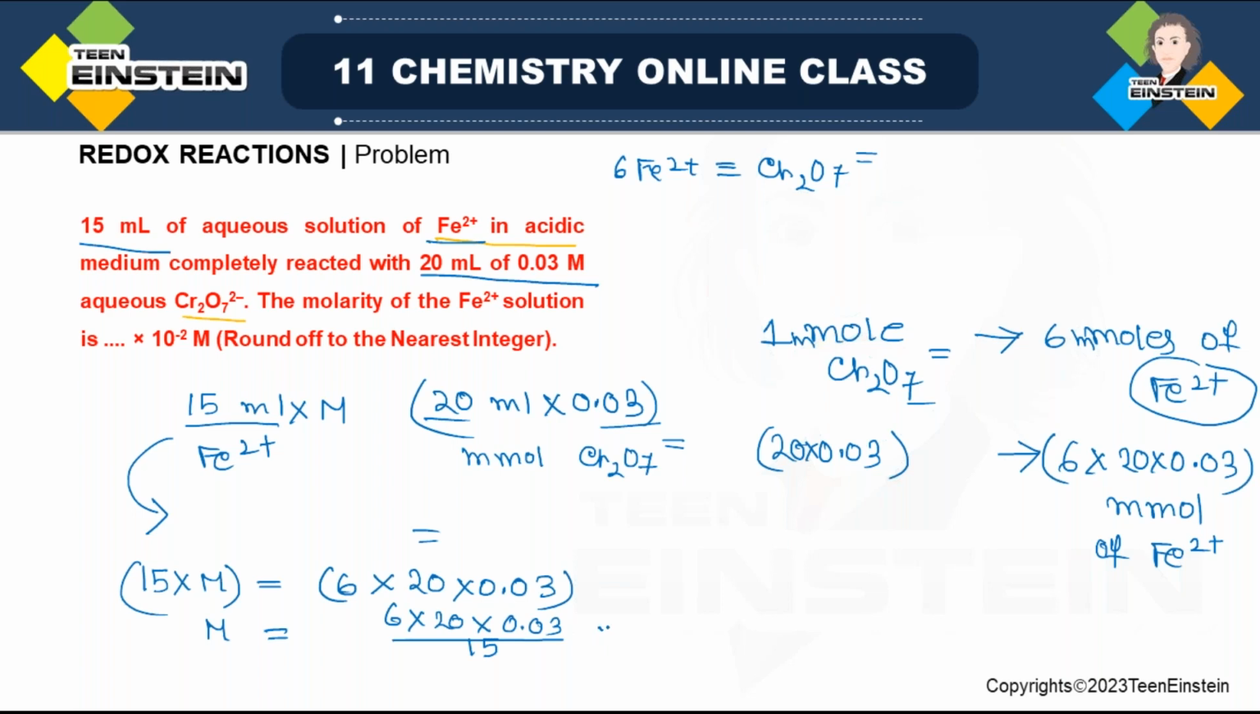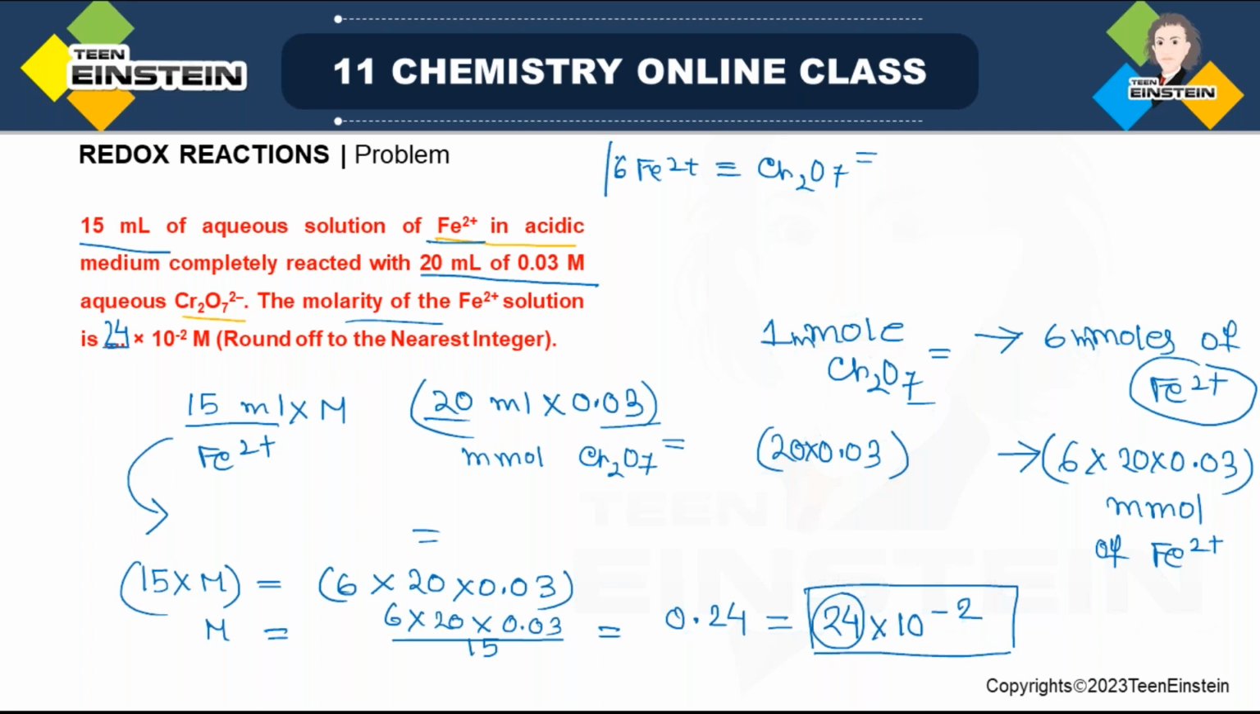So you will see, you will get 0.24. But you have to express the molarity of Fe2+ solution in this format, x into 10 to the power minus 2. So 0.24, how can you write it? 24 into 10 to the power minus 2. So when you compare it with this format, this is the value of x. So this is the answer.